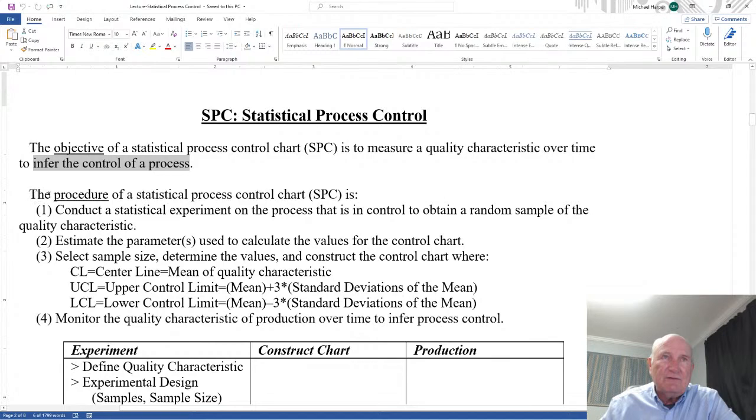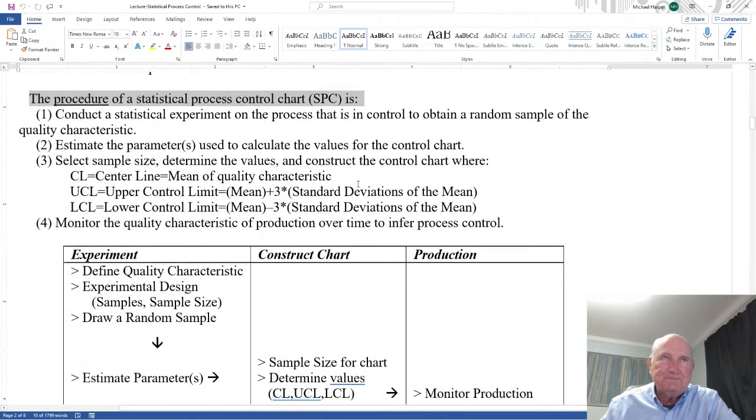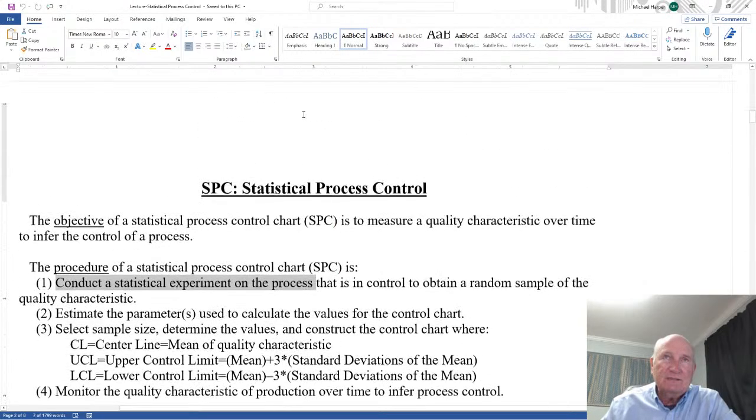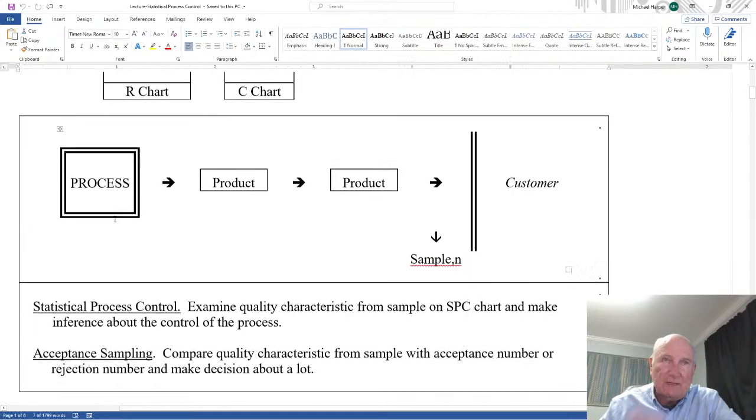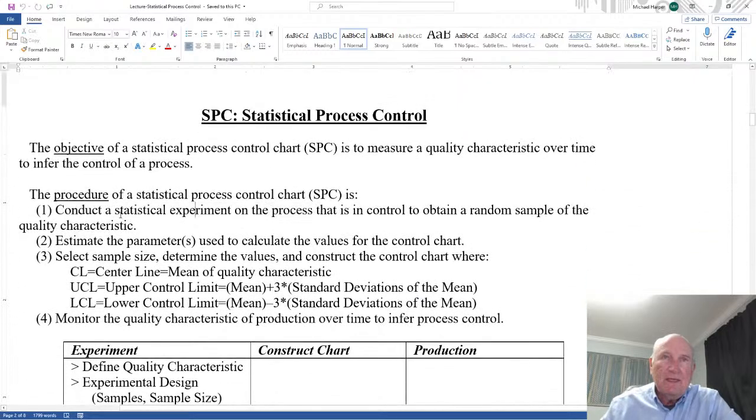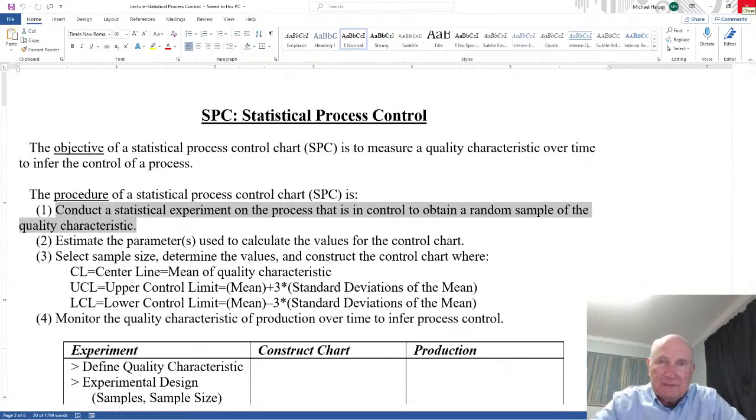The procedure of a statistical process control chart is simply this. 4 steps. 1, conduct a statistical experiment on the process, experiment, not production, experiment on the process that is in control to obtain a random sample of the quality characteristic. That's a big sentence. That's a very important sentence. It's a sentence where a lot of people make mistakes.